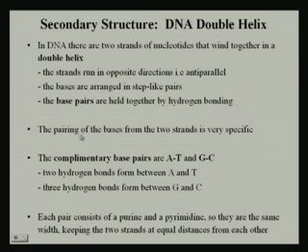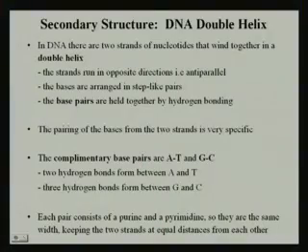The pairing of the bases from the two strands is very specific. The complementary base pairs are AT and GC. That means one purine is getting linked with a pyrimidine. That is the linkage. No two purines or two pyrimidines are linked. One purine is getting linked with one pyrimidine.